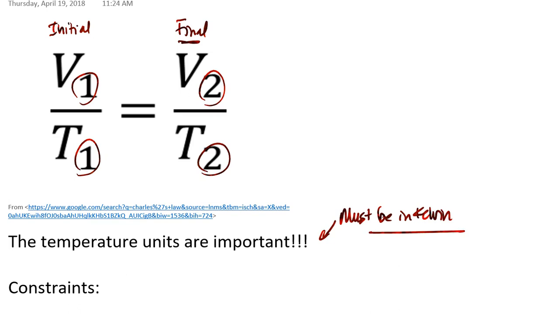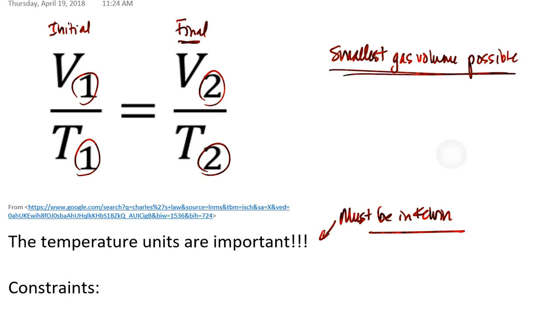And the reason for that is getting to that sort of boundary case where I have the smallest gas volume possible, okay, in which case the particles are right on top of each other.